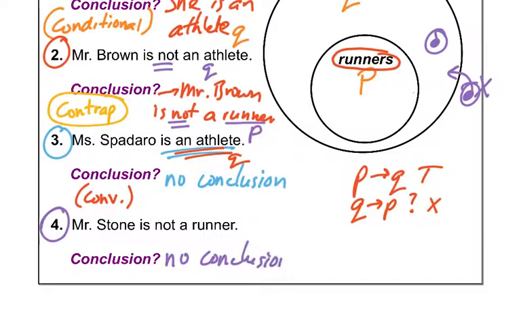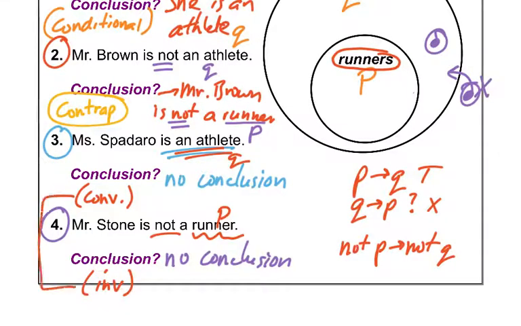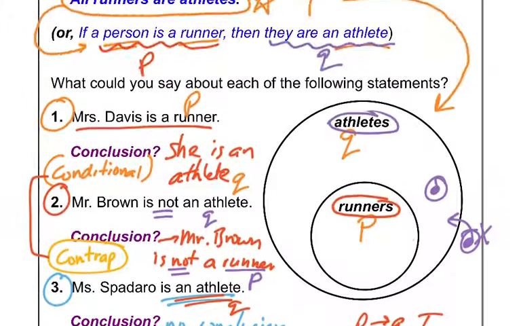So the Venn diagram helps, but also you can realize what form we're talking about. We're saying Mr. Stone is not a runner. Runners are P. You're saying if not P, then not Q. Remember that form? That was the inverse. And the inverse might also not necessarily be true. Can you see? The converse and inverse are both no conclusion, while the conditional and the contrapositive were both true because they're logically equivalent.